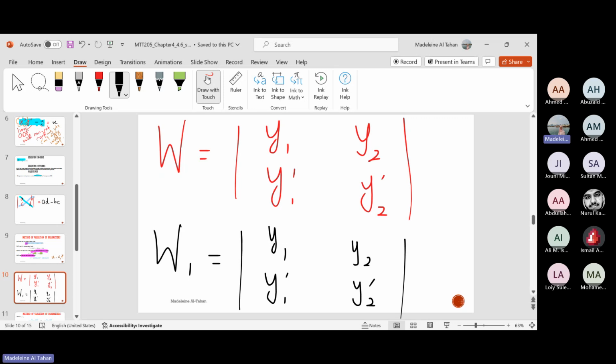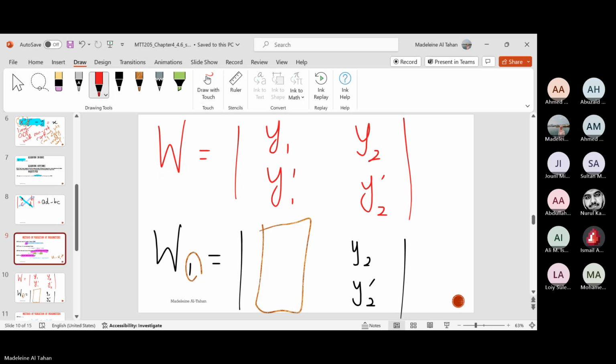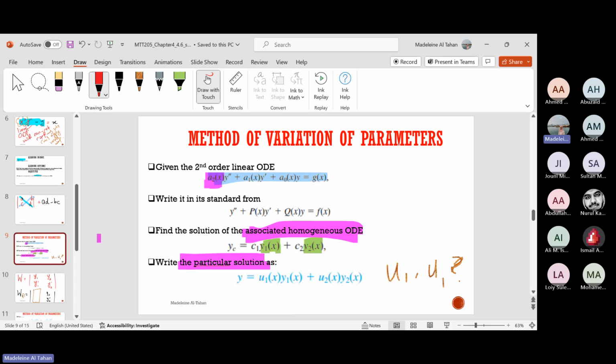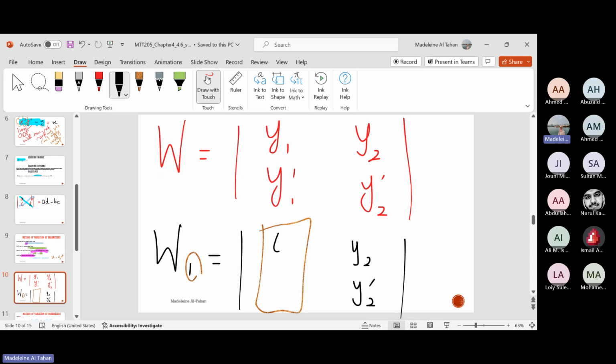You will copy again what? The Wronskian. Then, because it's W1, we will remove the first column. Instead of this first column, since we already wrote this in standard form, we have f of x on the right-hand side, so we will write here 0, f of x, and we will evaluate it. It's a determinant.